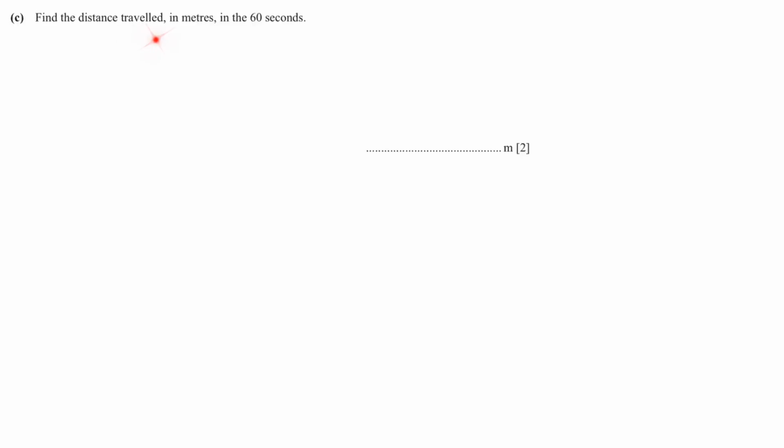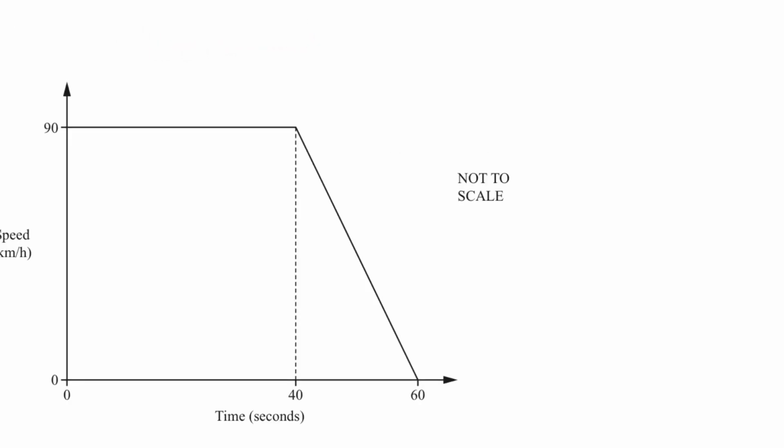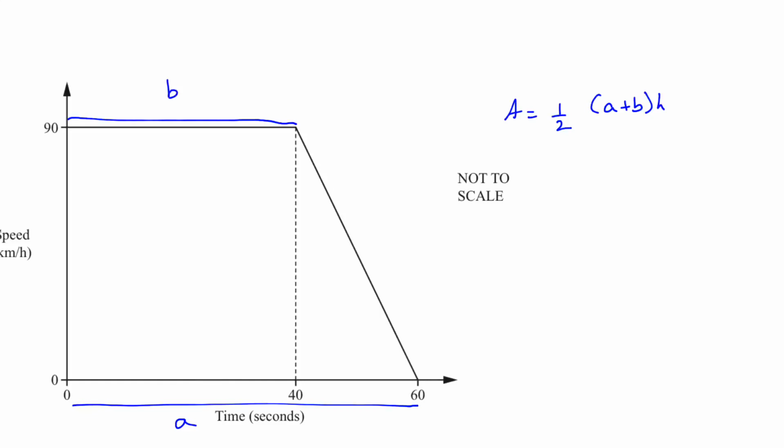In part C, we have to find the distance traveled in meters in the 60 seconds. To find the distance in a speed time graph, we need to find the area under the graph. So you can see this shape is a trapezium. To find the area of a trapezium, we use this formula, half (a plus b) h. H is your height, and this parallel line is A and the other parallel line is your B.